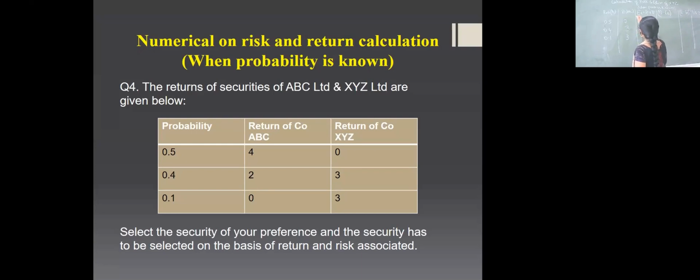Next one, probability is 0.5 into 0. Okay. Second one is 0.4 into 3, how much? 1.2. Next one, 0.1 into 3. 0.3.